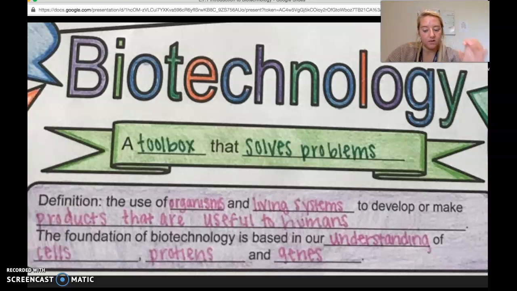We can use individual cells. We can go even smaller, and we can just use individual proteins from a cell. And we can go even smaller still, and we can use individual genes from the cell. Really, biotechnology can range from a ton of different things, and we have been using it for longer than you think. You might think it developed around the takeoff of technology and the internet, but that's not true. We've been using it for a really long time, and we'll talk about that as well.